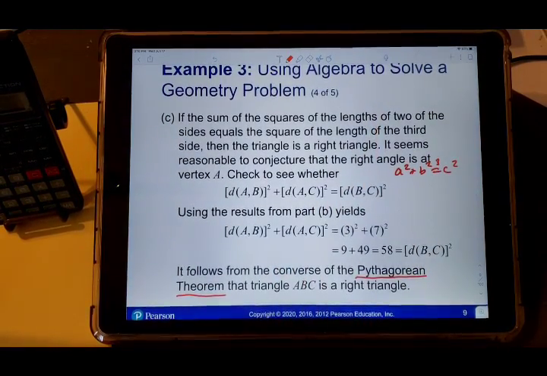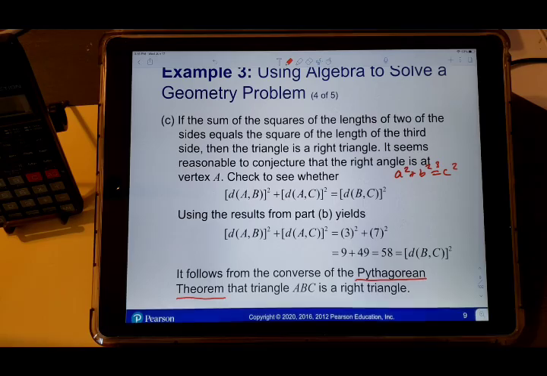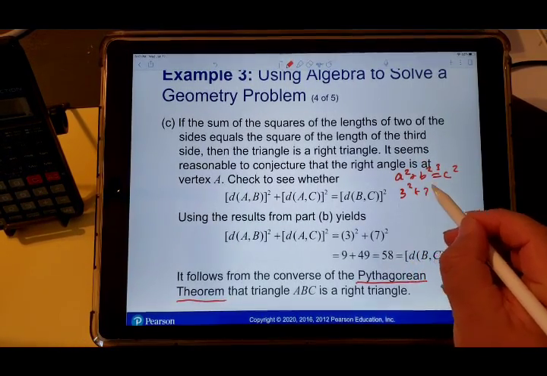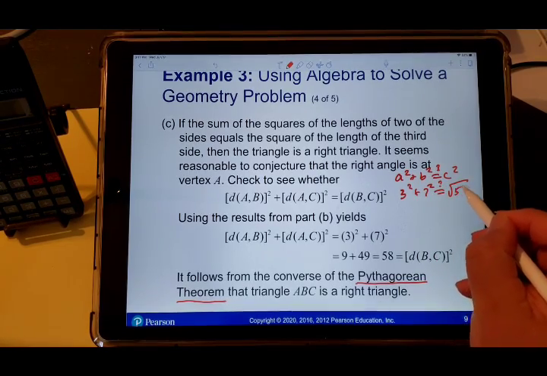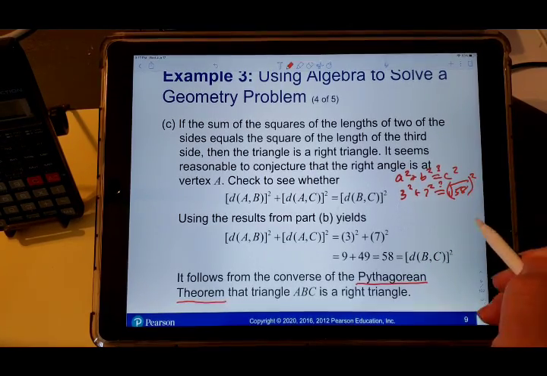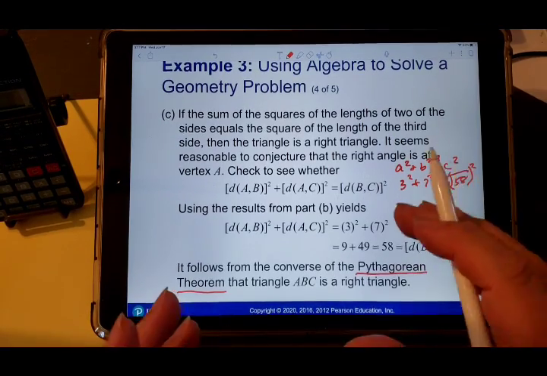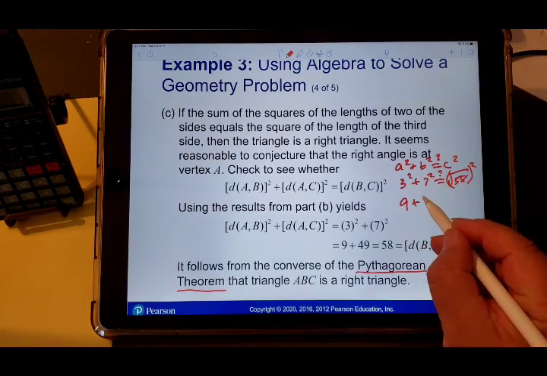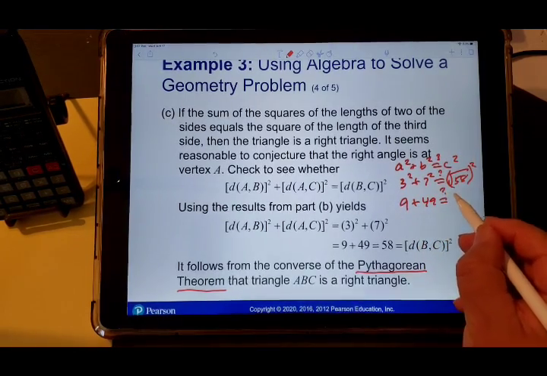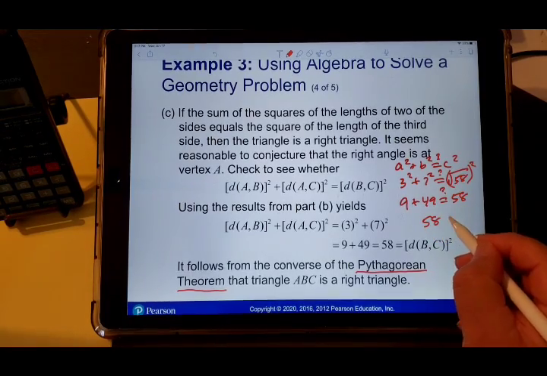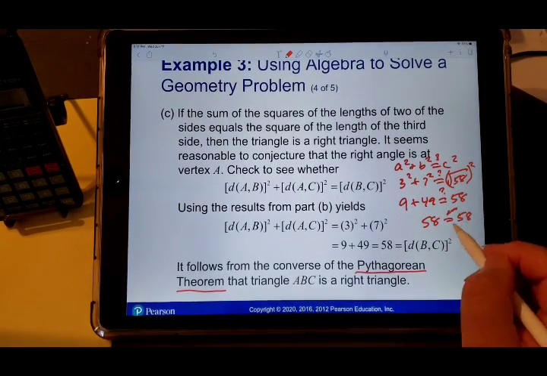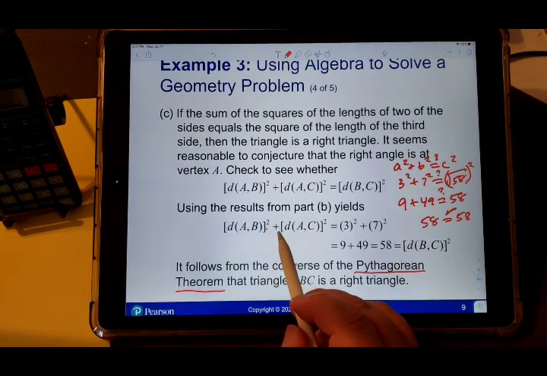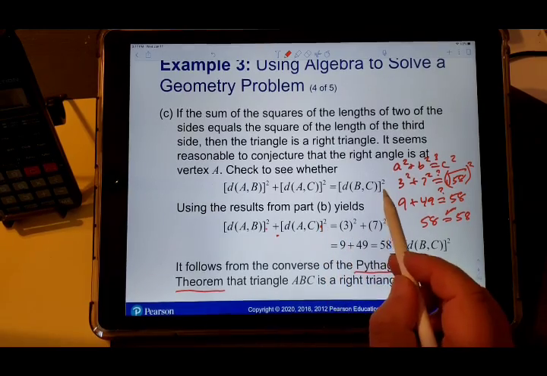Part C is to check to see if it is, in fact, a right triangle. Well, 3 squared plus 7 squared, does that equal the square root of 58 squared? And I put a question mark here. There's no variable. I'm not trying to solve for anything. I just want to substitute all 3 numbers and calculate. Is it true that 9 plus 49 equals 58? Yeah, I get 58 equals 58. So what does that confirm? It confirms that something squared plus something squared equaled the other side squared.